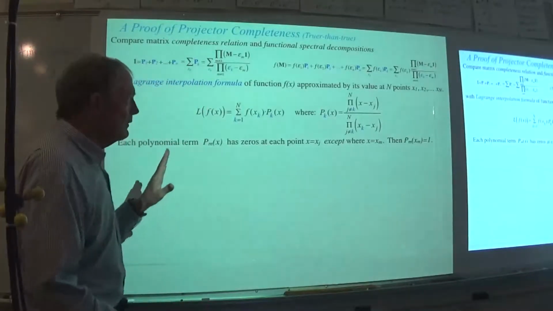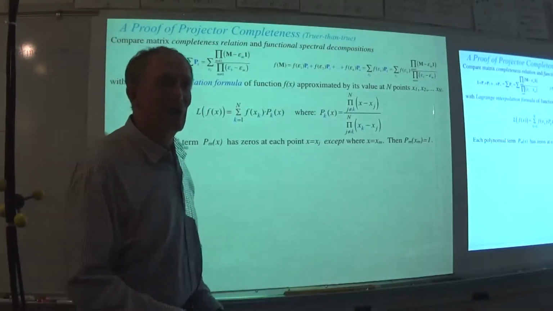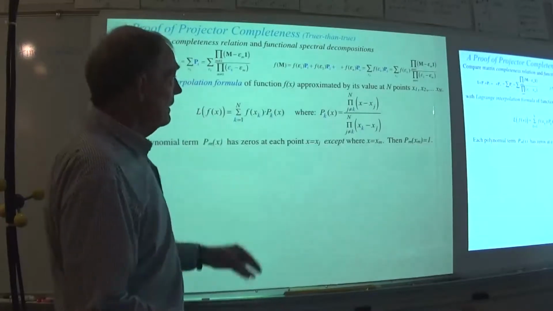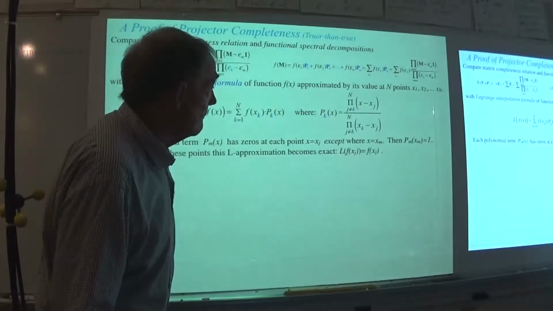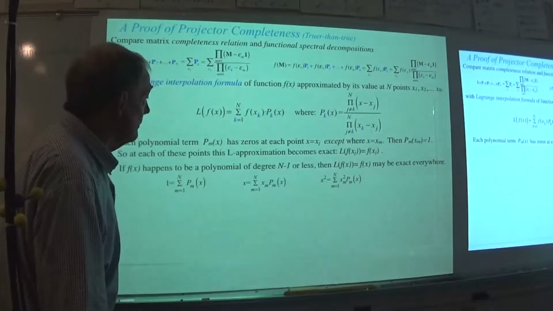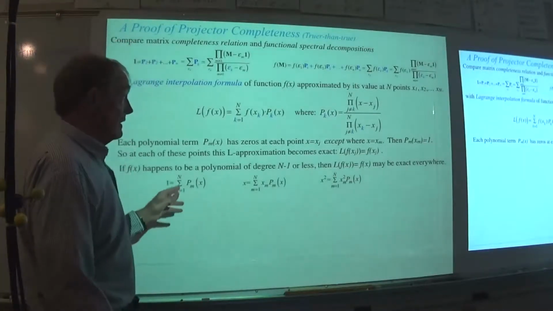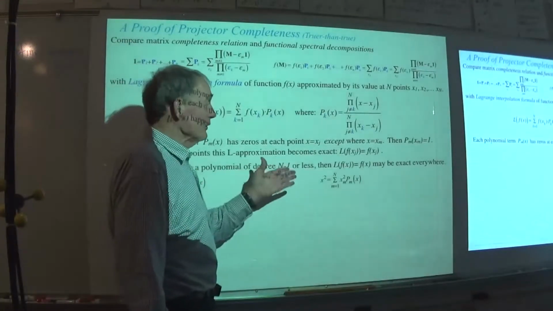So you don't hear about this interpolation formula very much. But boy, does it make sense for what we're doing. Now I'm just going to rush through this. The basic idea is that it becomes exact in certain situations.